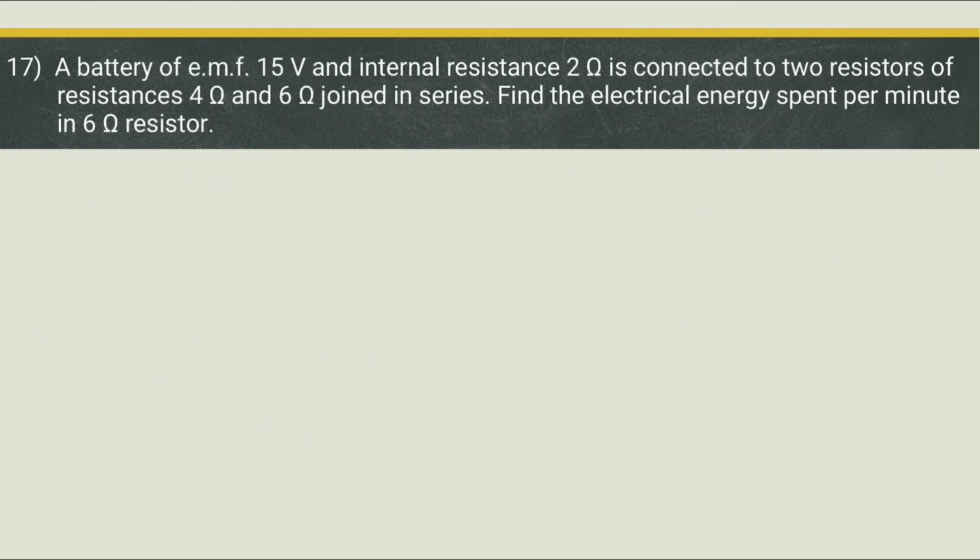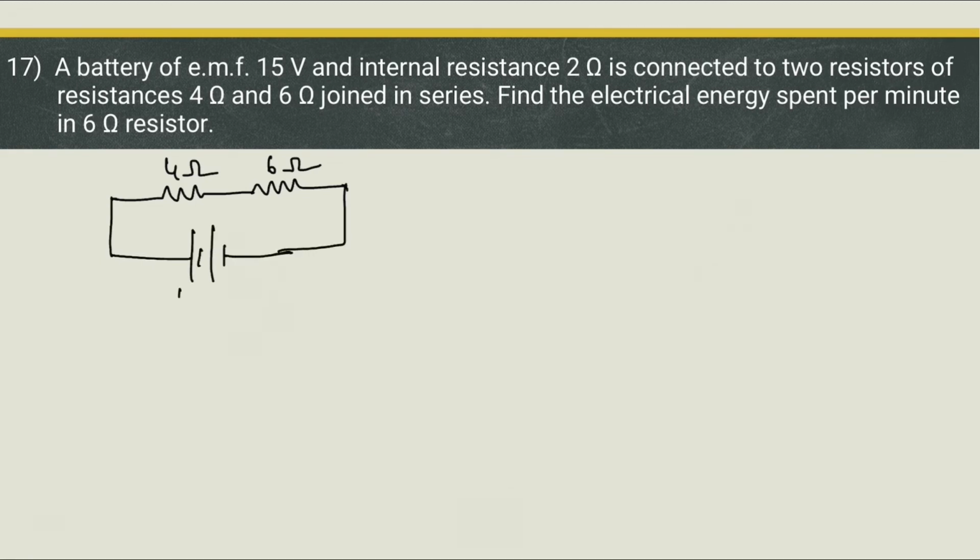17th, a battery of EMF 15 volt and internal resistance 2 ohm is connected to two resistors 4 and 6 ohm in series. 4 ohm, 6 ohm, they are connected in series, and that combination is connected to a 15-volt battery. So EMF is 15 volt and internal resistance is 2 ohm. Find the electrical energy spent per minute in 6 ohm resistor.